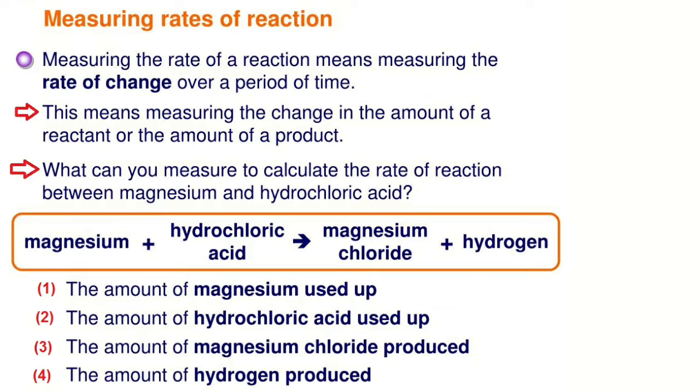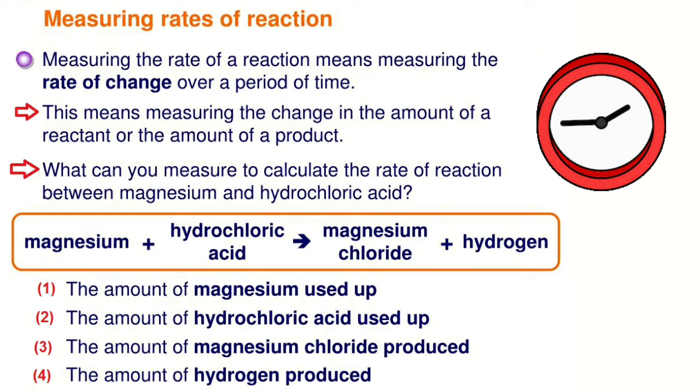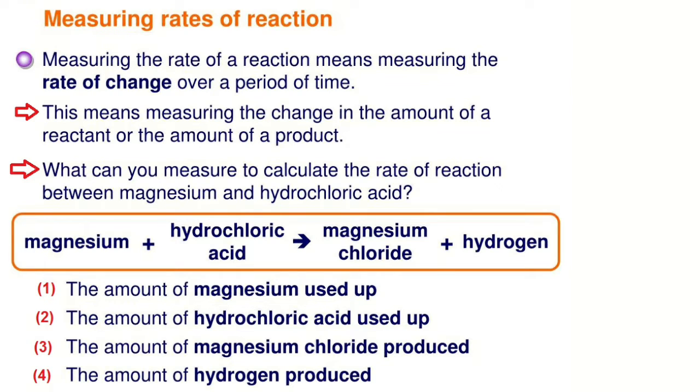Measuring the rate of a reaction means measuring the rate of change over a period of time. This means measuring the change in the amount of a reactant or the amount of a product.